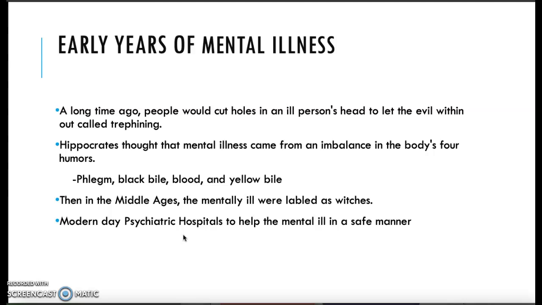A long time ago, people would cut holes in ill persons' heads to let the evil within out, called trephination. Hippocrates thought that mental illness came from an imbalance in the body's four humors: phlegm, black bile, blood, and yellow bile. Then in the Middle Ages, the mentally ill were labeled as witches. In modern day, there are psychiatric hospitals to help the mentally ill feel safe.